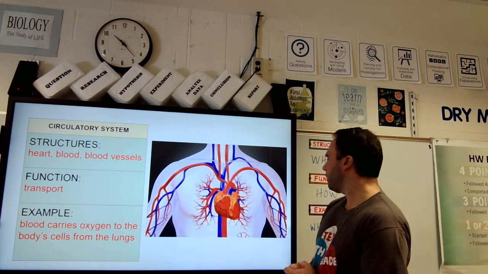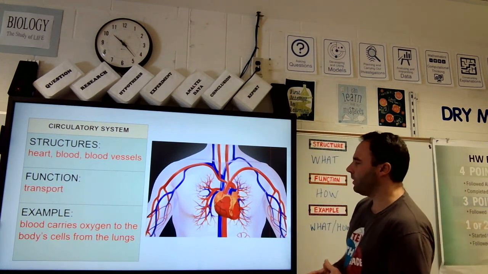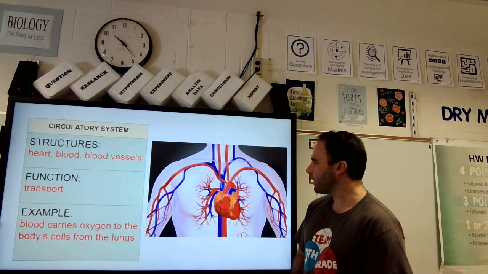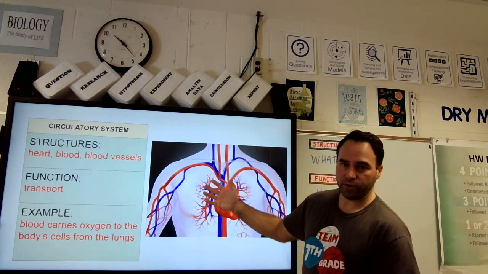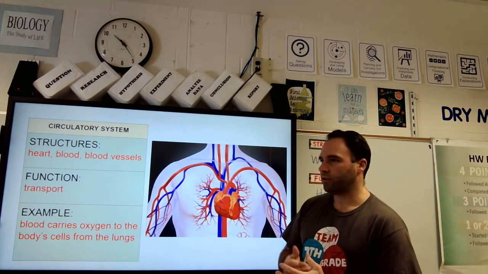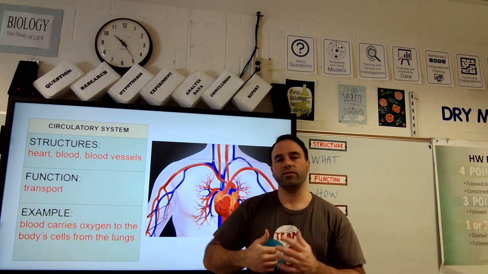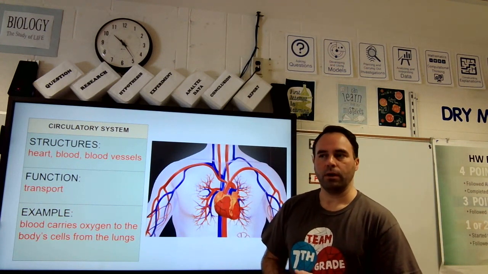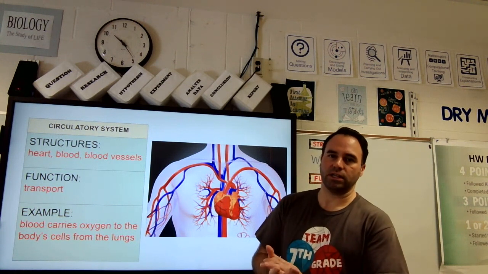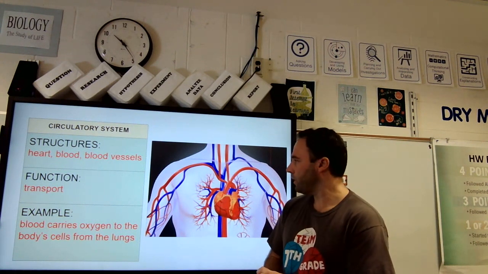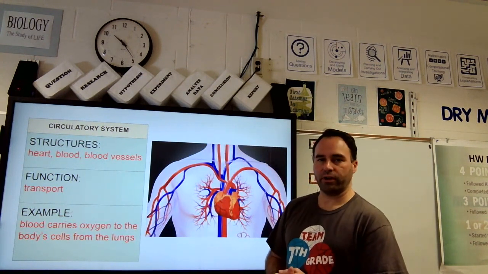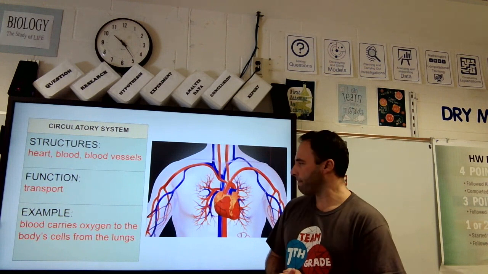The function, the how of the body system. How does this help homeostasis in our cells throughout our body? The way the circulatory system is going to help us is similar to the way the custodial staff helps the school. The custodians bring good things to the classrooms, such as paper. They take away bad things from the classrooms, such as our classroom garbage. In the same way, your circulatory system is going to transport materials around your body, both good and bad.